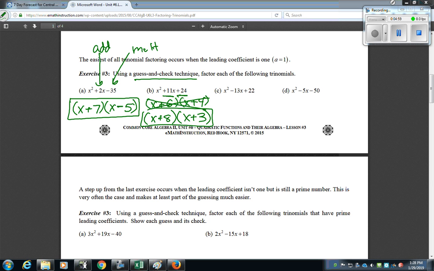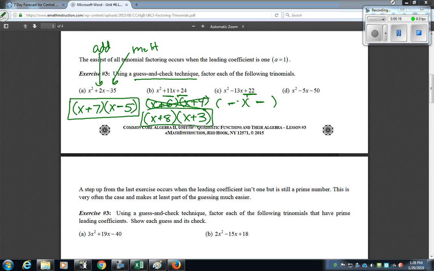Now, C. C is what I'm talking about kind of with B. For 22, you have 11 and 2, and it's a positive 22, but see how that middle number is negative? So that means that we're going to have to add two negatives together. So my signs in this one are going to be negative and negative.